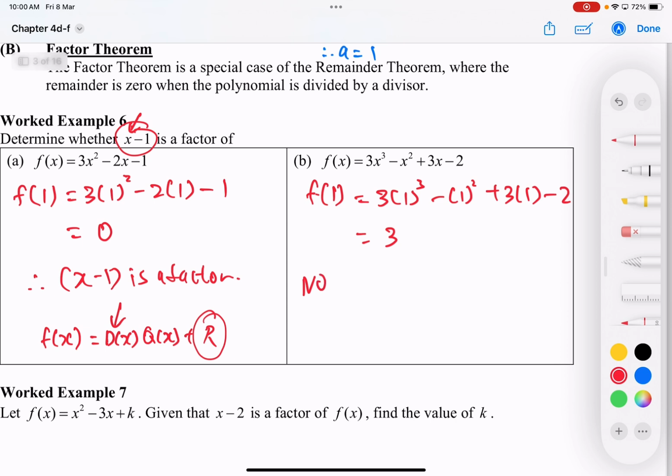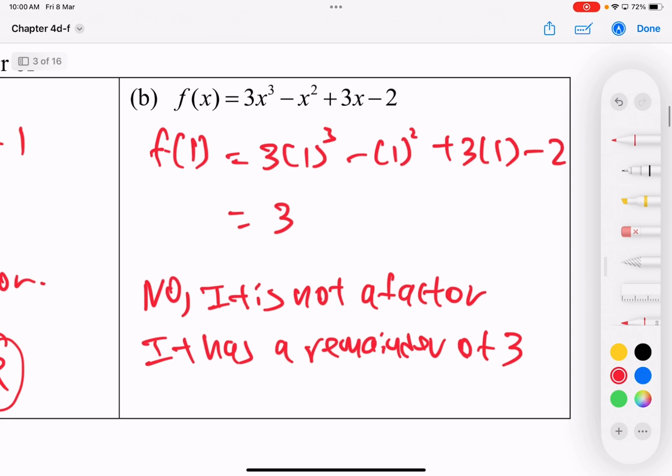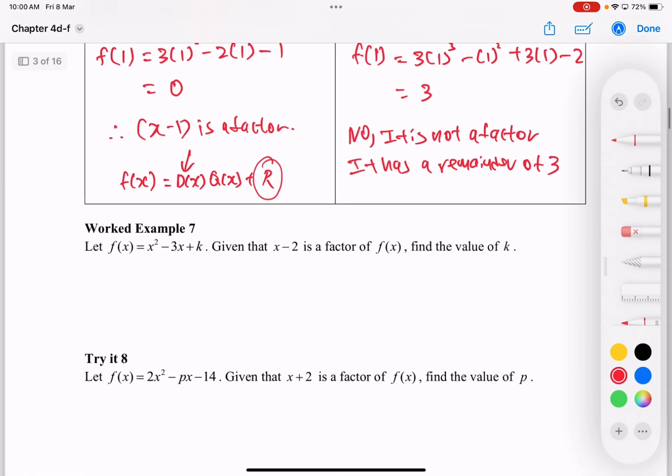So, no, it is not a factor. Why? It has a remainder of 3. Now I know you don't have to write down everything, they never really ask you to write down the explanation, but when you self-study next time, it's easier for you to understand why. Because trust me, now that I explain to you, you understand. But 3, 4, 5 months later, when you revisit this, a lot of you will have forgotten. Okay, let's move on.